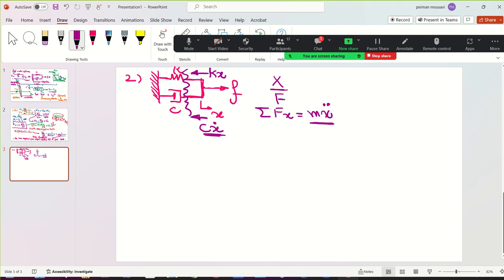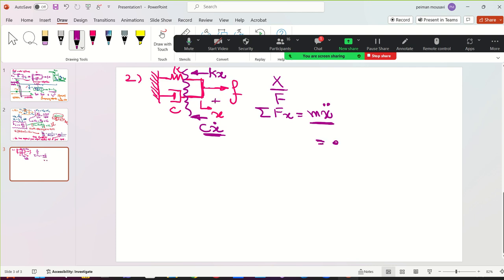How much is that? Come on. How much is mx double dot? Mass in acceleration. Look at this figure. How much is that? Do you see any mass here? Okay, good. 0. Here we go.